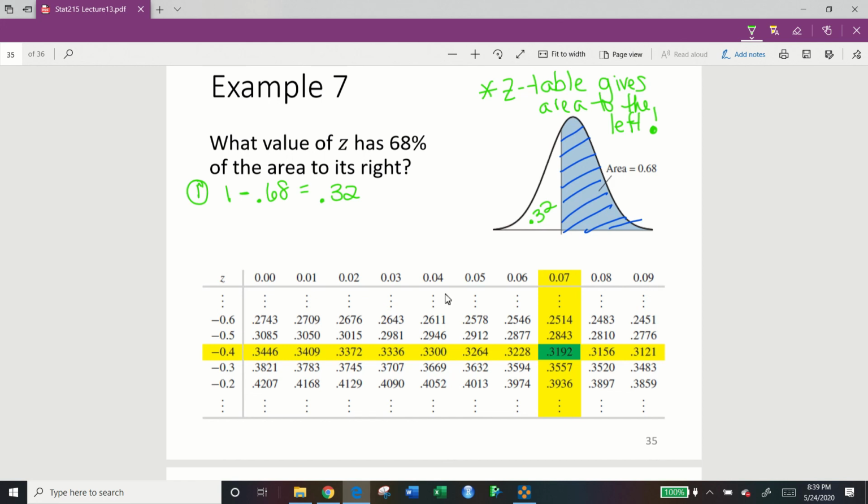So in our z table, again, still looking at this little excerpt, we want to get as close to 0.32 as possible, which is going to be right here at 0.3192. So that means our z-score is going to be negative 0.47.